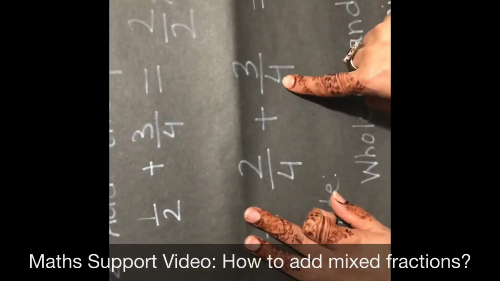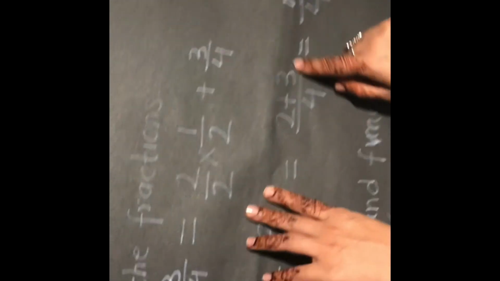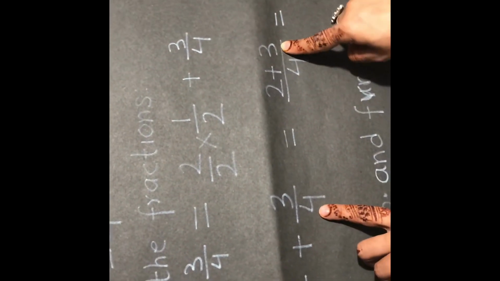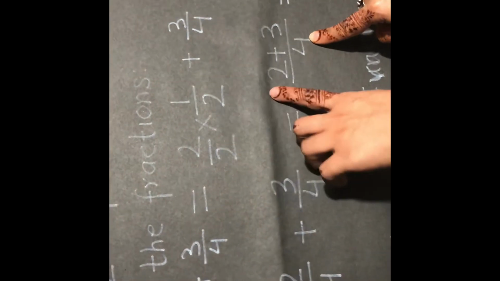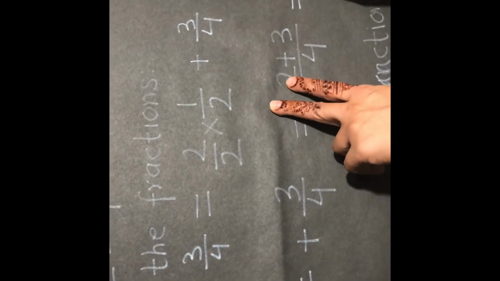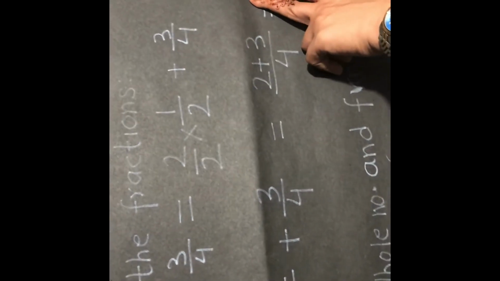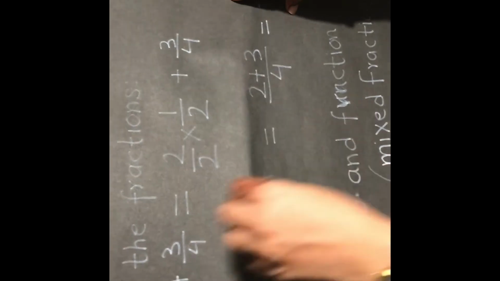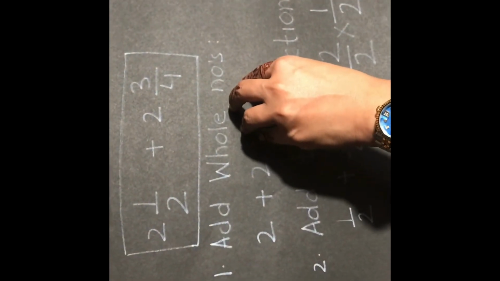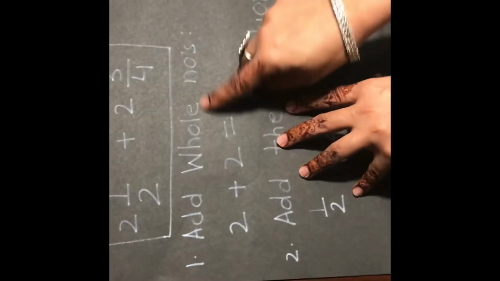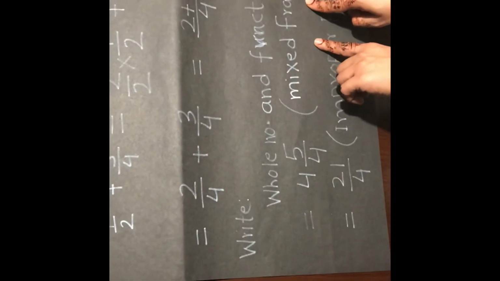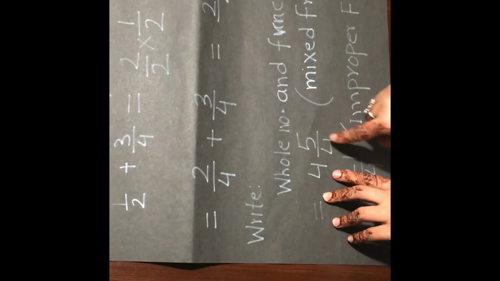Now we can take the common denominator. So if you see here, we have taken the common denominator 4 and we are adding the numerators, 2 plus 3, which will be 5 by 4. 5 is the numerator and 4 is the denominator. Now we are going to take the whole number answer and the fraction, and write them in the form of a mixed fraction, which is 4 and 5 over 4.